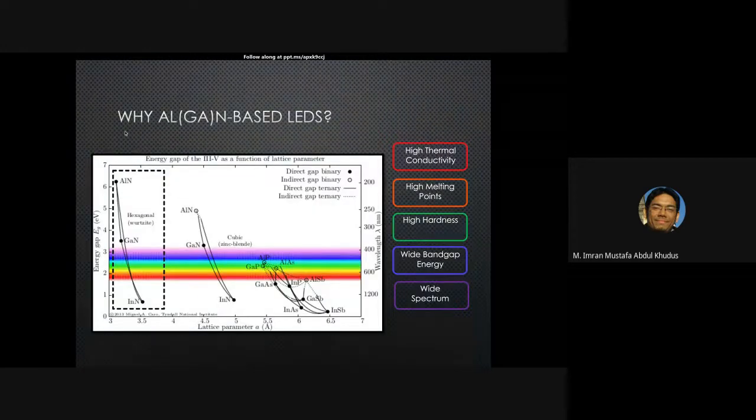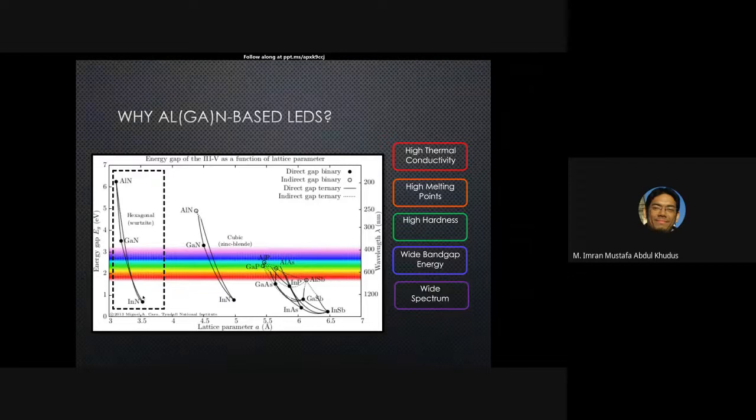So again, if you look at why aluminium gallium nitride based LEDs, you have two types of nitrides, zinc blende and wurtzite. Zinc blende is not really that stable, so normally we go with wurtzite. Gallium nitride has a band gap of 3.25 eV, but aluminium nitride has 3.5 eV, and you can change the band gap within this region by alloying it.